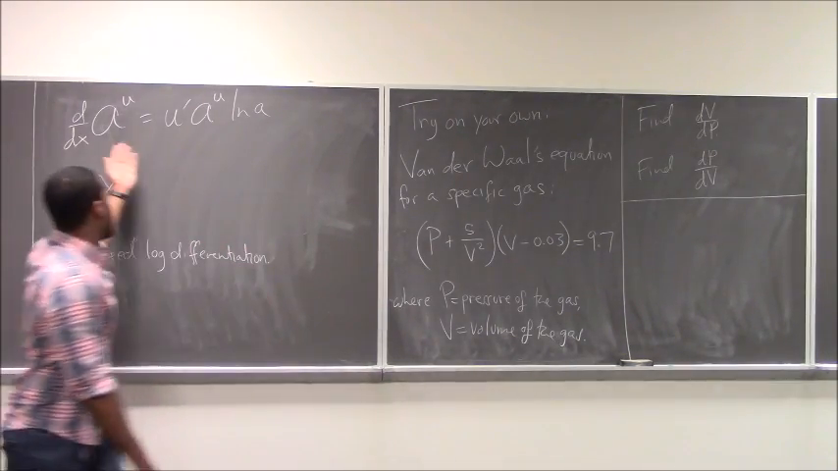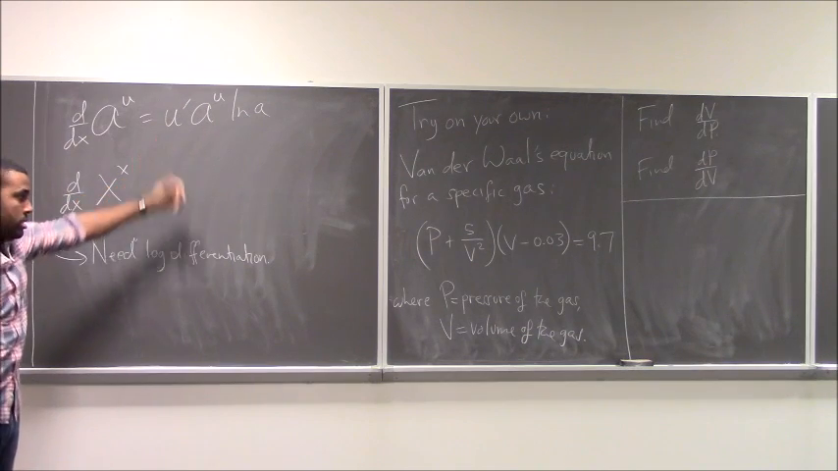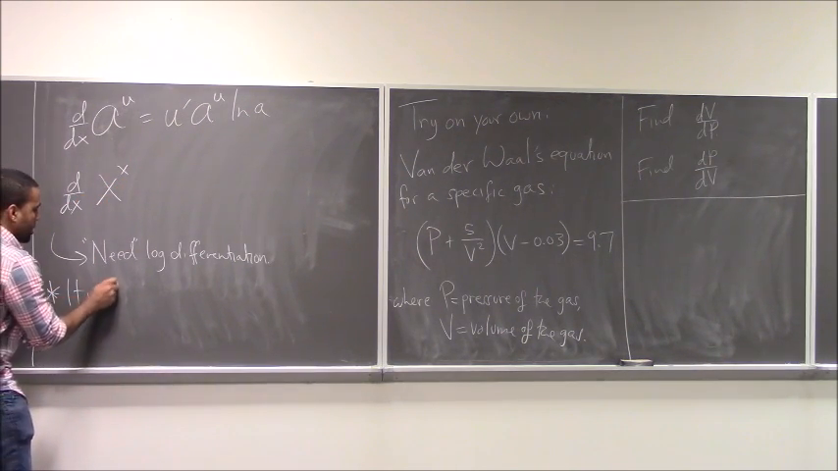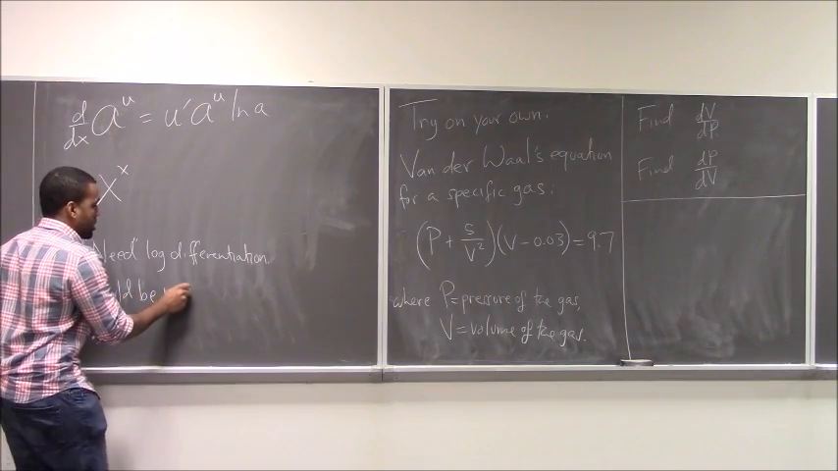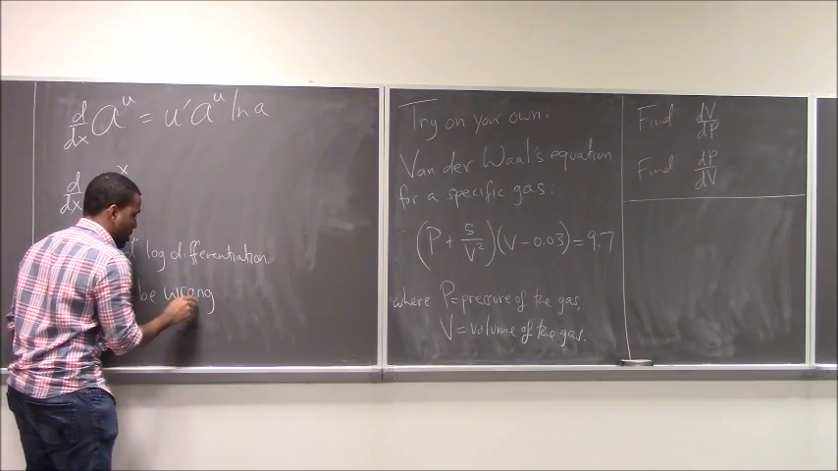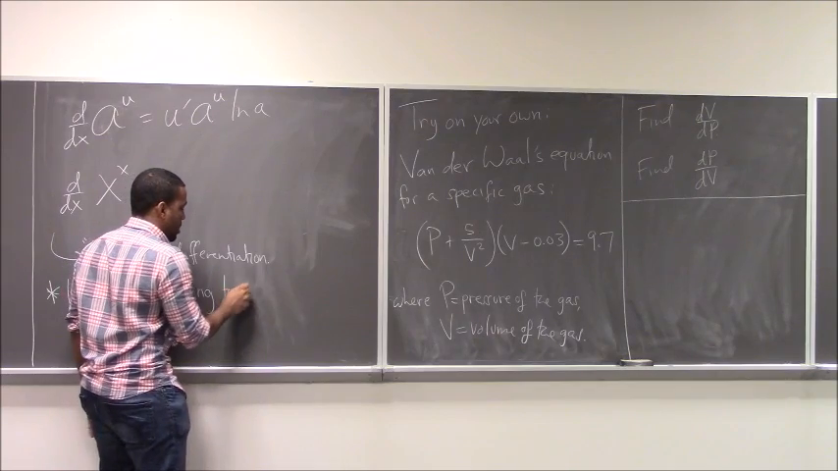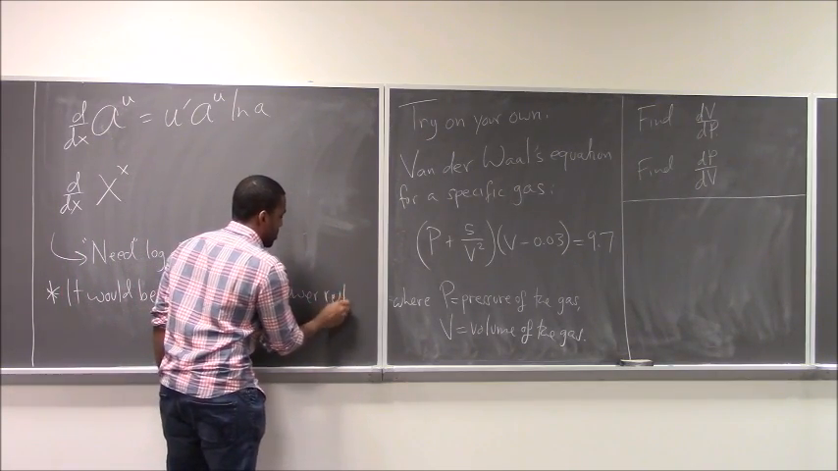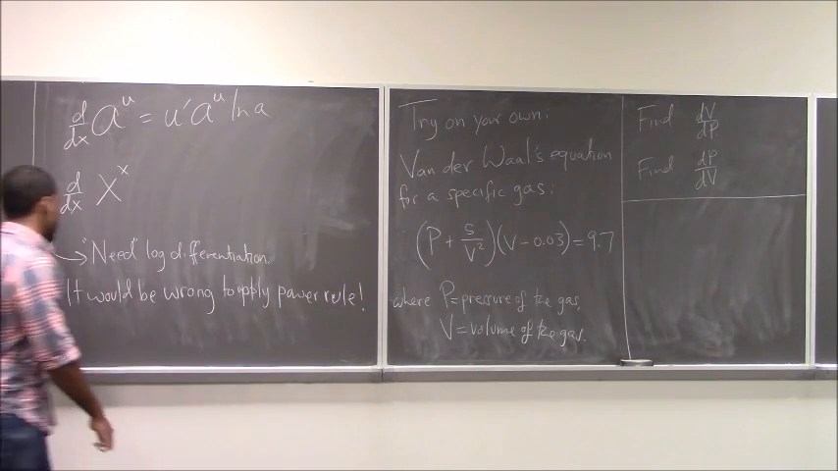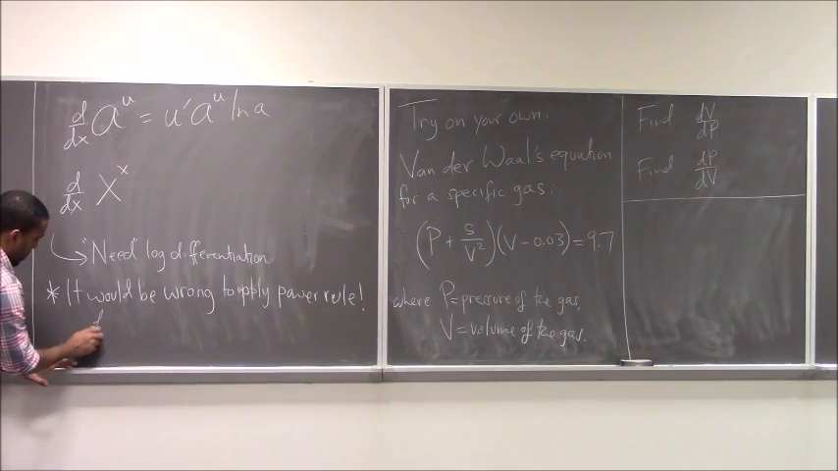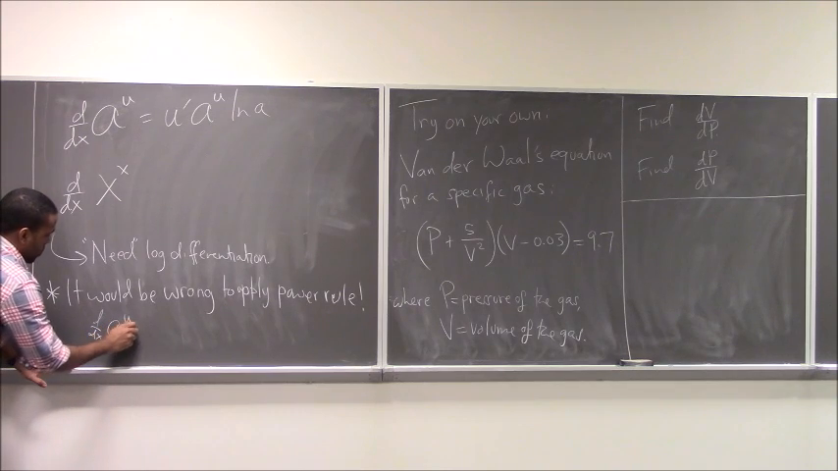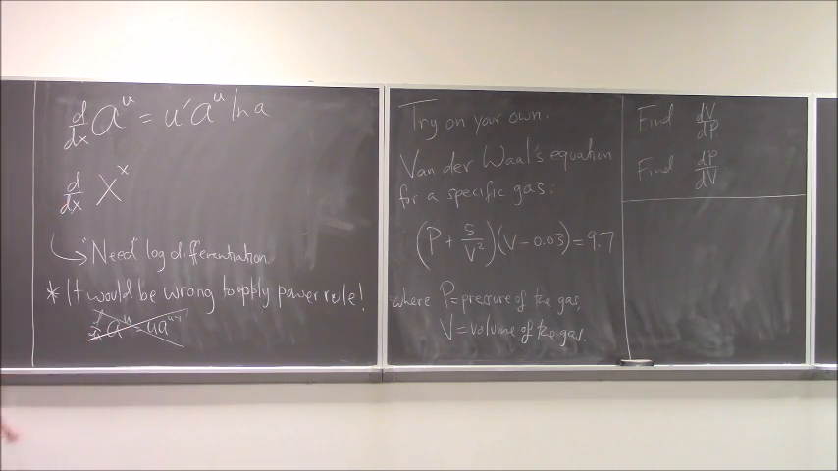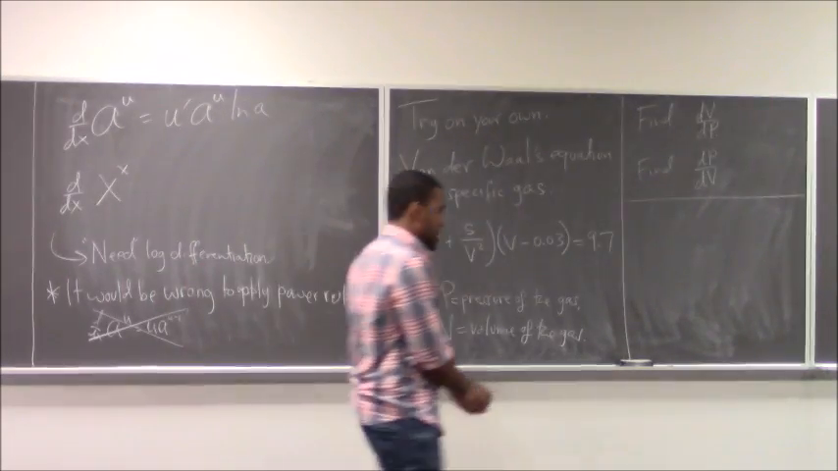So just because you see something raised to a power doesn't mean the power rule applies. It would be wrong, so I should probably point that out. It would be wrong to apply the power rule, for example. So if you did something like, the derivative of a to the u is you bring the u down and you subtract 1 from the exponent, that's not right. You couldn't do the power rule. The power rule would not apply.